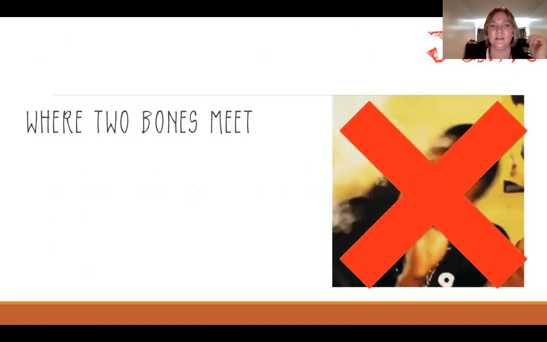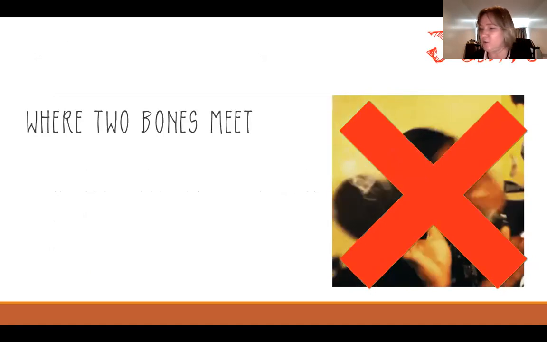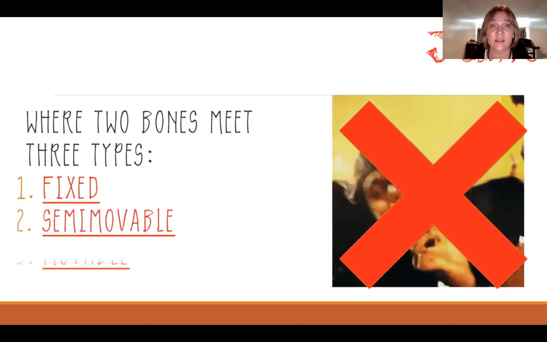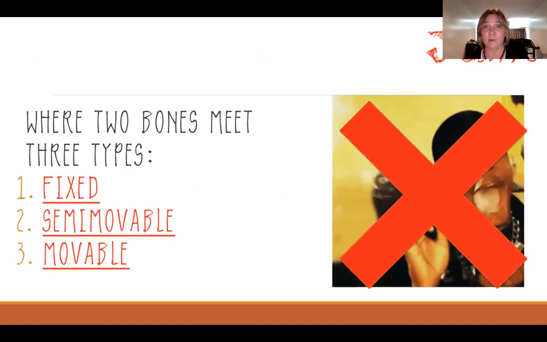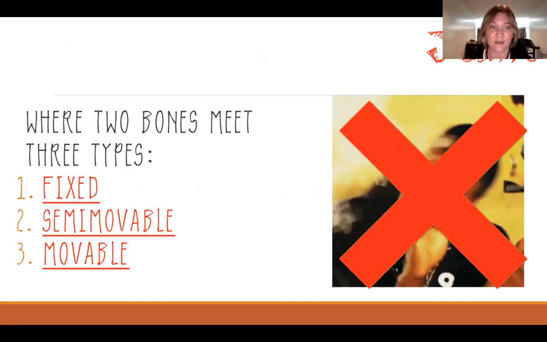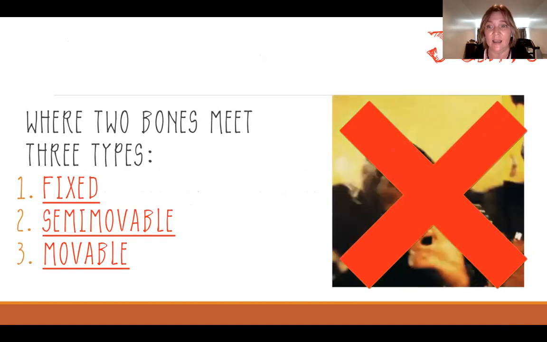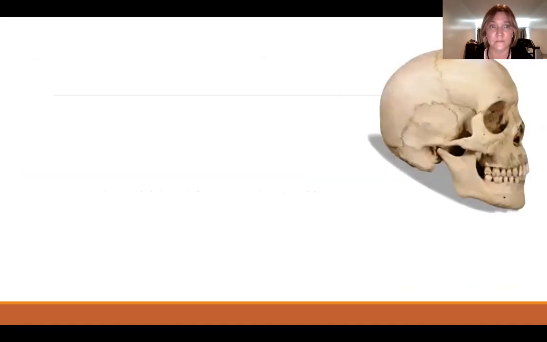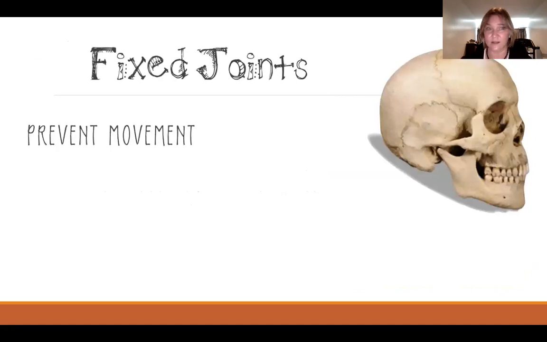Okay, next is joints. Not that kind of joint. A joint is where two bones meet. There are three types based on how much movement is allowed. That's fixed, semi-movable, and movable. Fixed joints prevent movement. You find them in the skull.